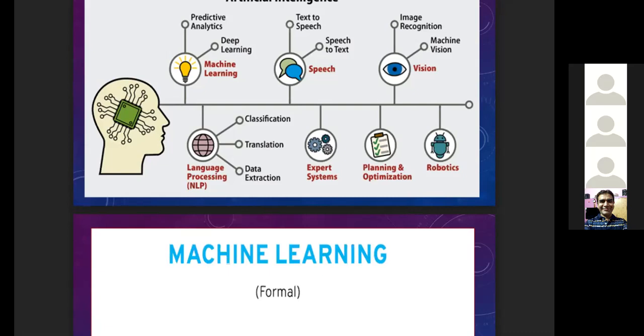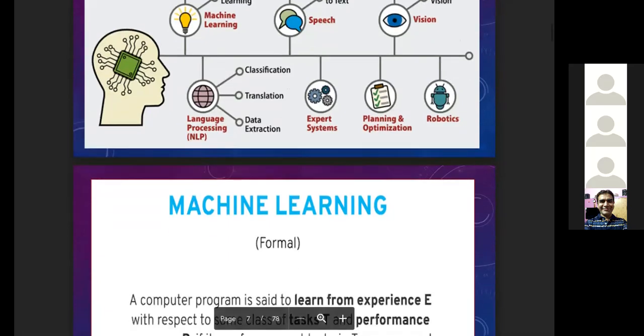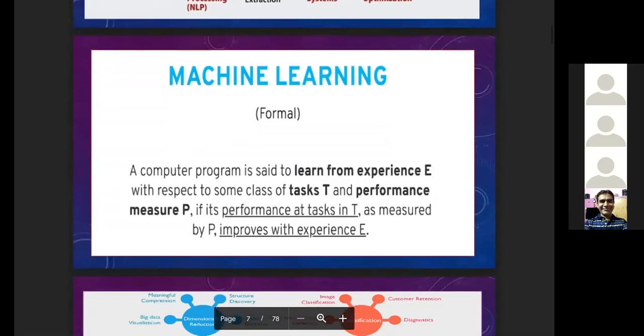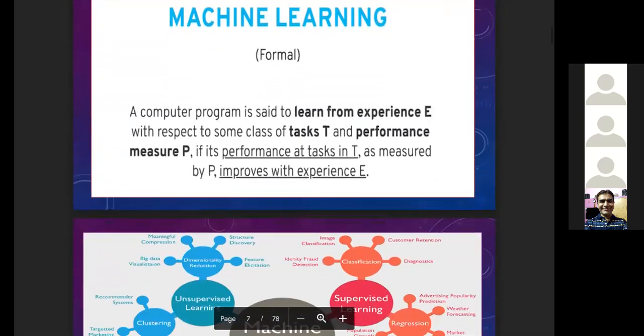Then we have another field, robotics. Japan is the leader in this particular area. Just to give you an insight about machine learning, it's a computer program that is set to learn from experience E. We define experience E with respect to some class of task T and performance measure P. If it performs task T as measured by P and improves with the experience E, what happens? This is a very basic, formal definition.